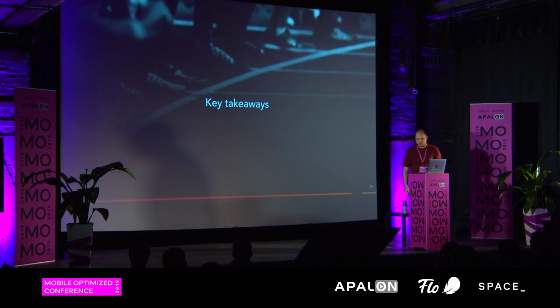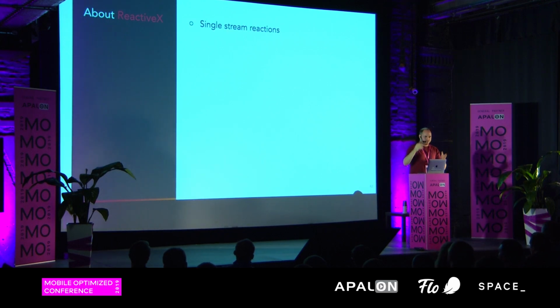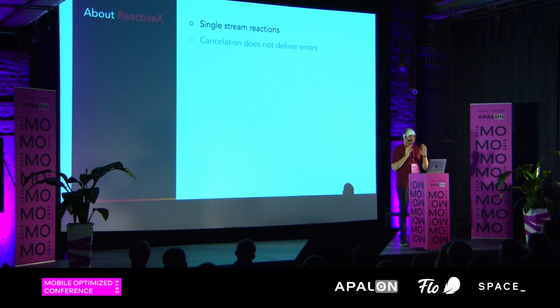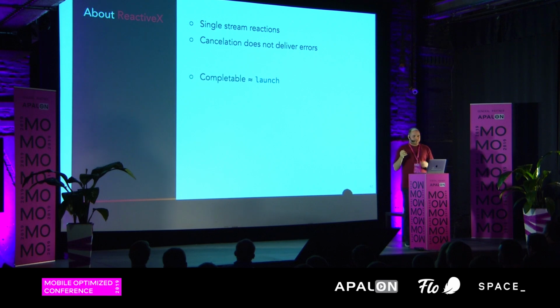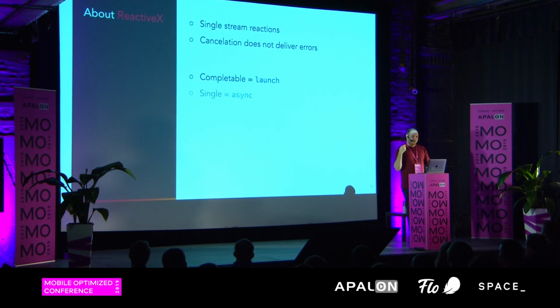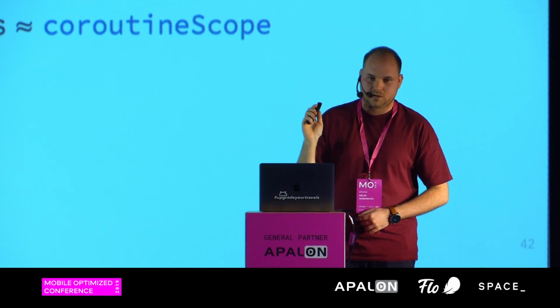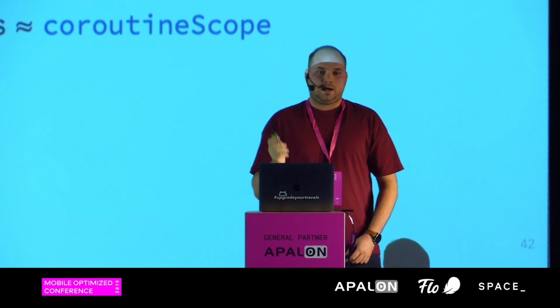And finally, some key takeaways from ReactiveX. We have a single stream, you have one reaction for error, one reaction for success. Cancellation does not deliver errors because you don't have to think about being cooperative. You don't have to think about, oh, should I throw a cancellation exception or not. Completable from this world is kind of similar to launch. Single is kind of similar to async. Single on a scheduler is kind of similar to with context. And zip of singles, as I mentioned, is kind of similar to coroutine scope.